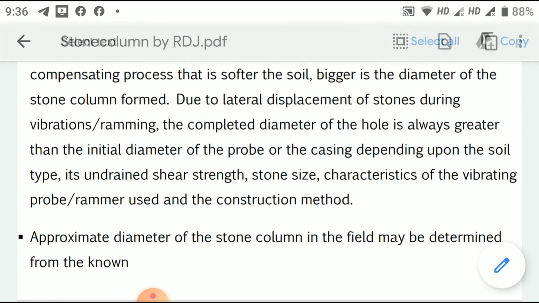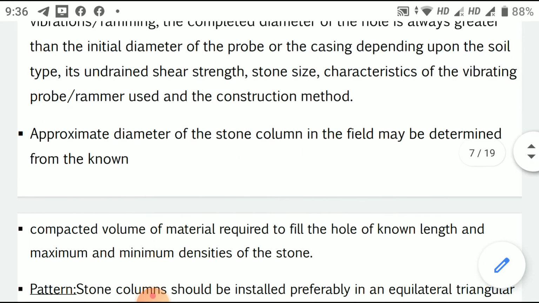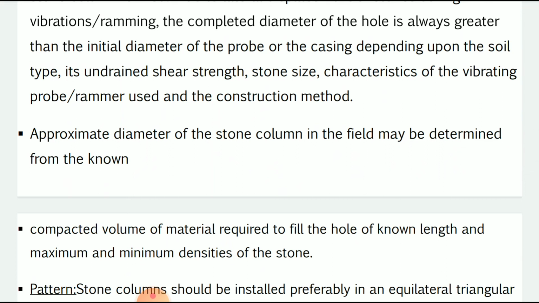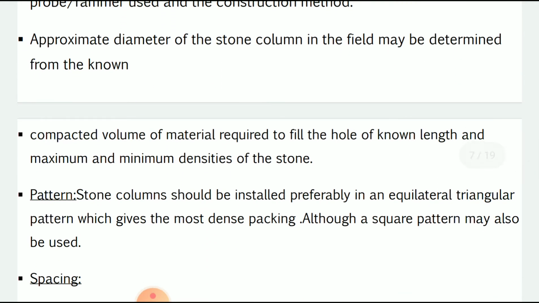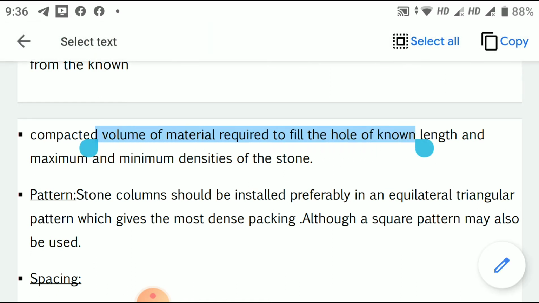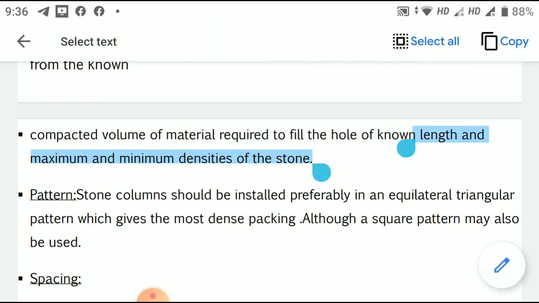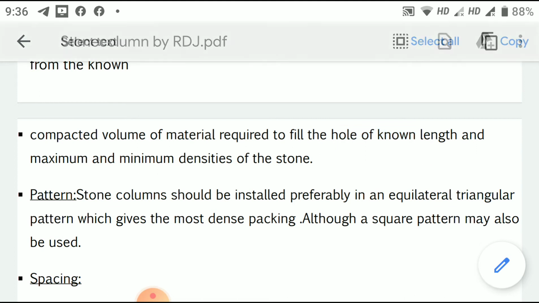Next, the approximate diameter of the stone column in the field may be determined from the known compacted volume of material required to fill the hole of a known length and the maximum and minimum densities of the stone. So this is all about this.